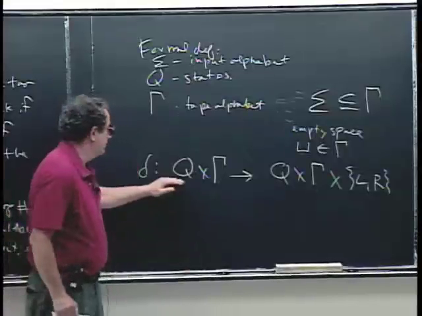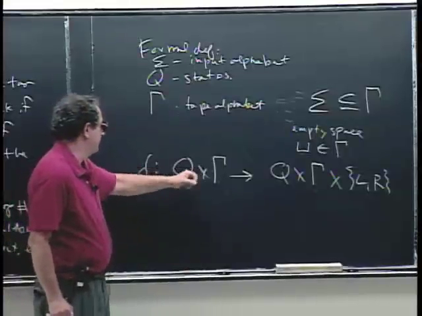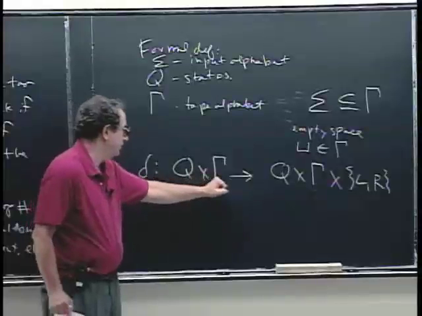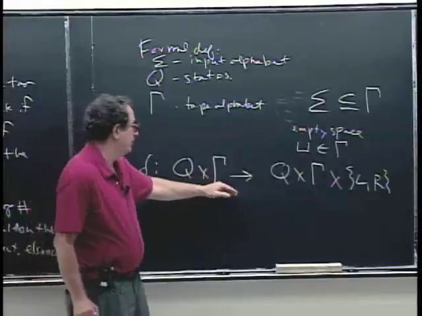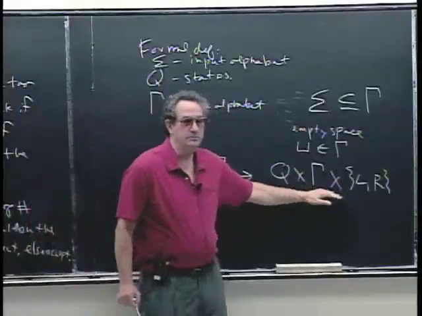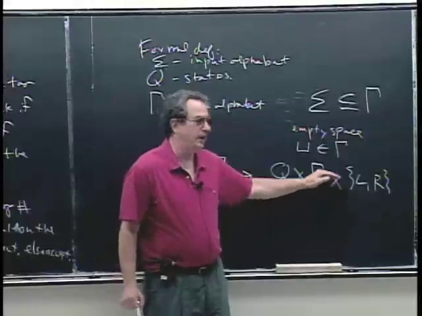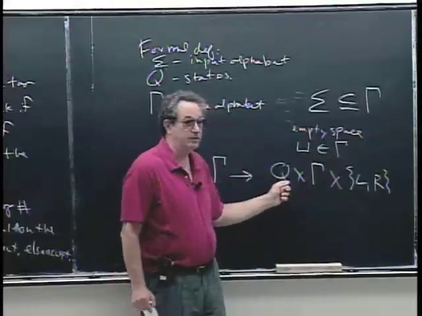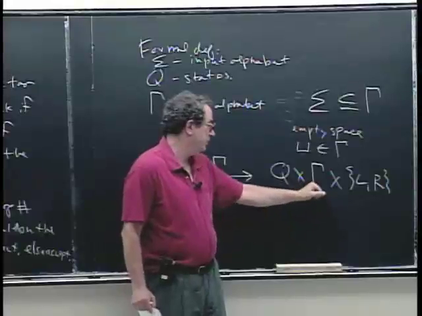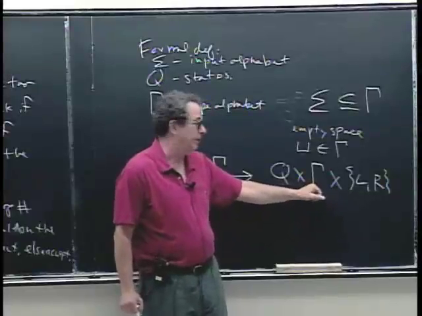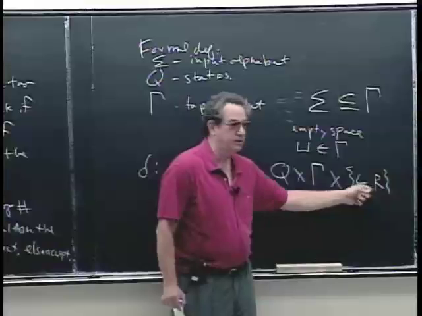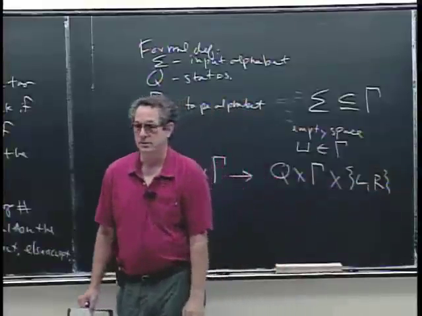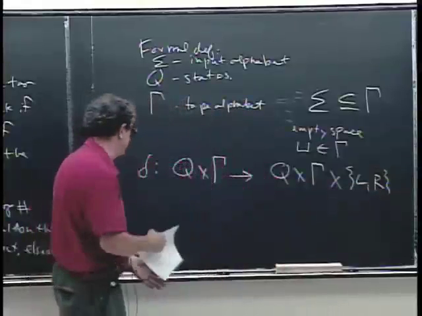Well, this is deterministic because this is from a particular state and a particular symbol on the tape. You're making one possible decision or one possible action here. That's a particular state that you're moving to, a particular symbol that you're writing, and then a particular left or right. So the transition rules are deterministic.